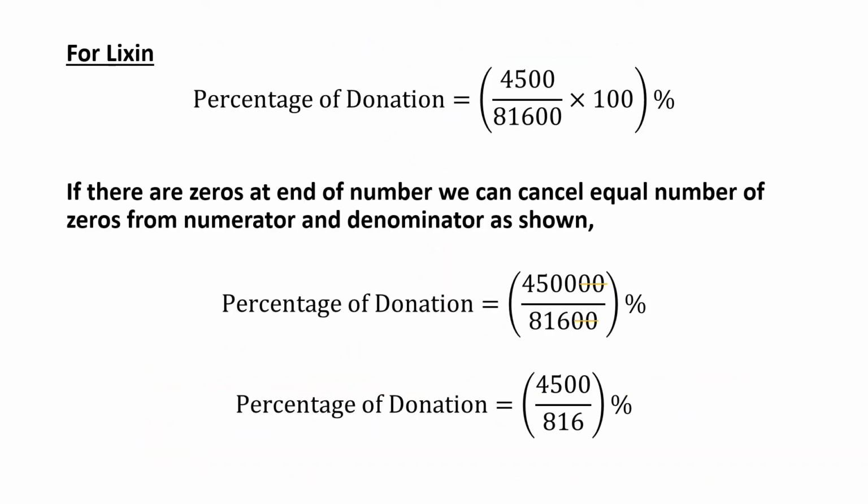Now repeat same method for Leixin. First divide donation amount of Leixin, that is $4,500, by Leixin's annual income, that is $81,600, and then multiply by 100. Note that if there are zeros at end of number, we can cancel equal number of zeros from numerator and denominator as shown.